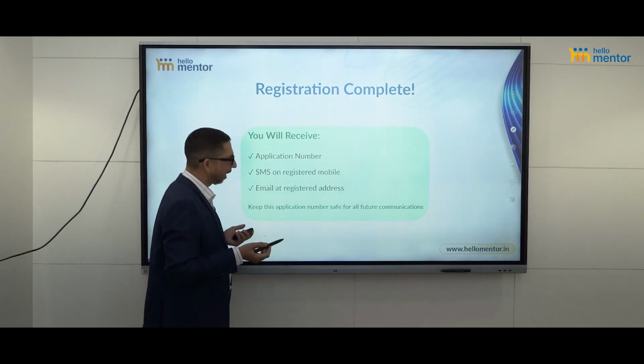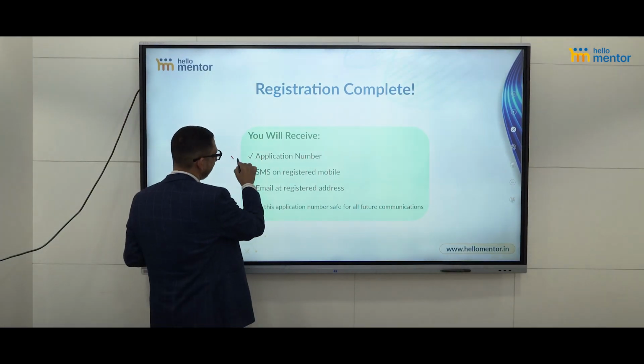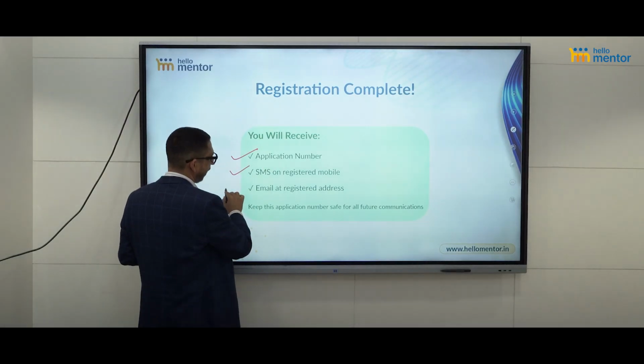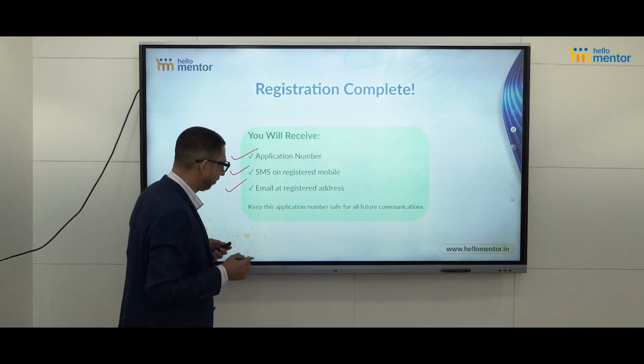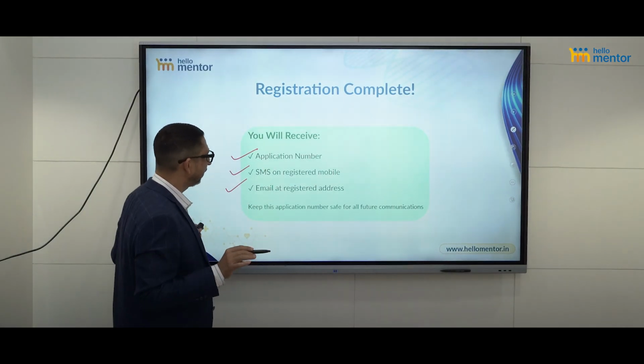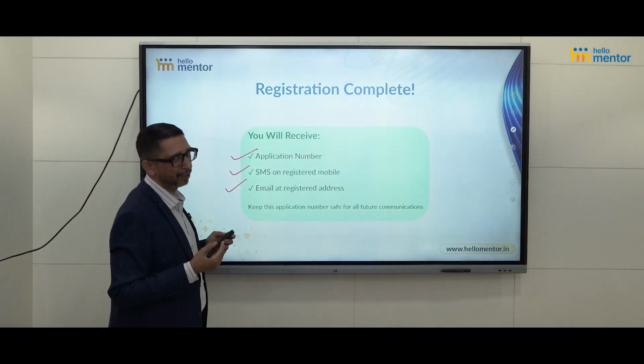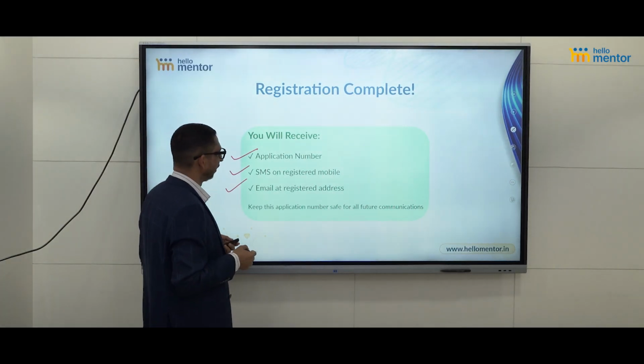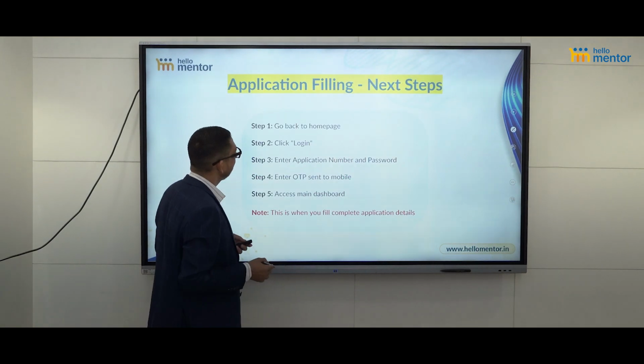Once your registration is done, after this, you will be able to get the application number that you have applied through, okay, SMS on registered number and the email at registered email address. So this will give you complete clarity that your registration is complete. But this is only one stage. Registration done. What about application? Okay, these all should be kept safe all the time.